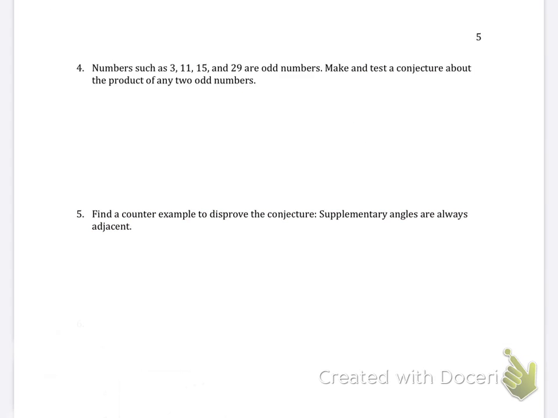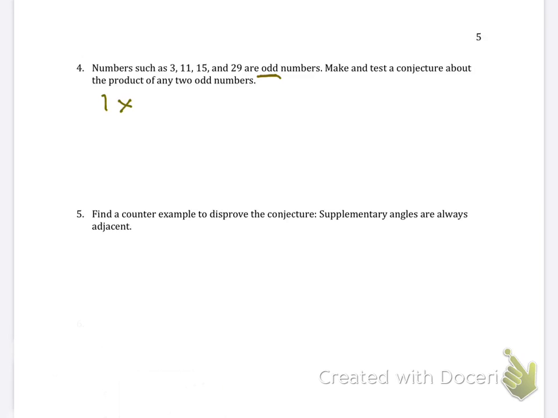Okay, so let me go over to the next page of notes. So here we have numbers again. So it's all about patterns. Math is very much about patterns. Numbers such as 3, 11, 15, and 29 are odd numbers. Okay, so they're odd. Make and test a conjecture about the product of any two odd numbers. Okay, so I'm going to start low.